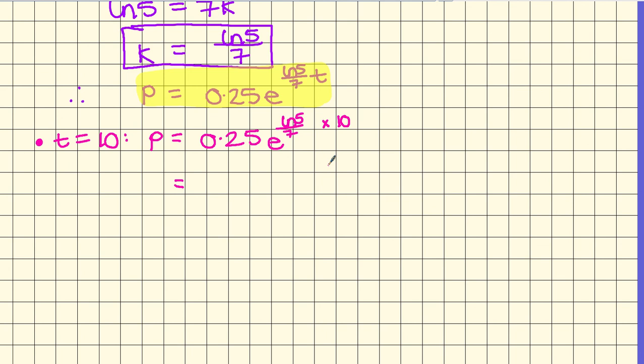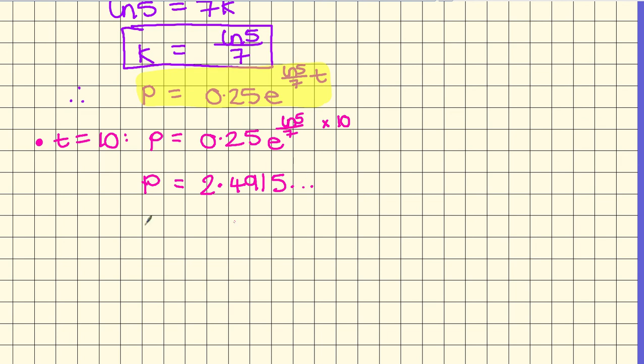So 0.25, then exponential, so you need to press shift ln for that. So it's ln 5 over 7 times 10. You should get something that works out to be 2.4915 and so on. So that's the percentage of the population infected.